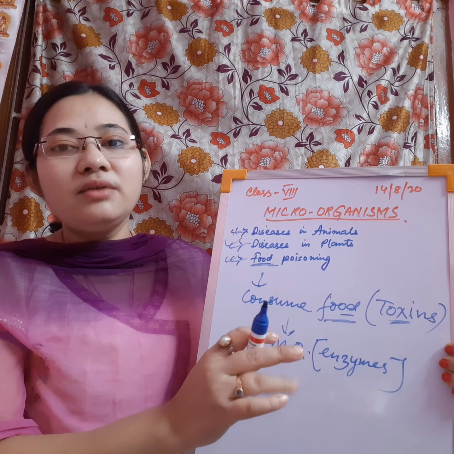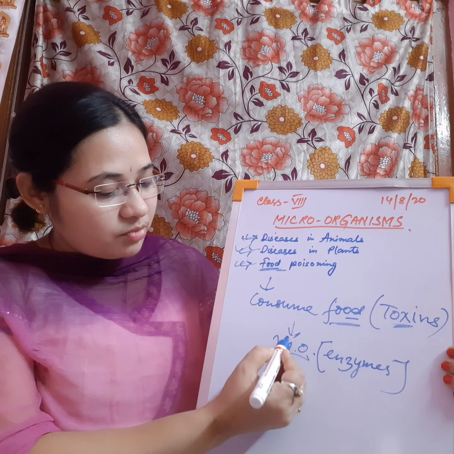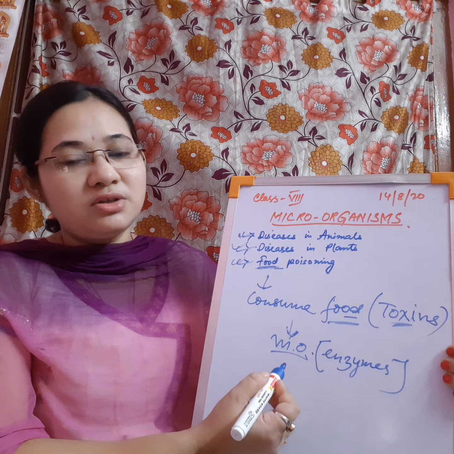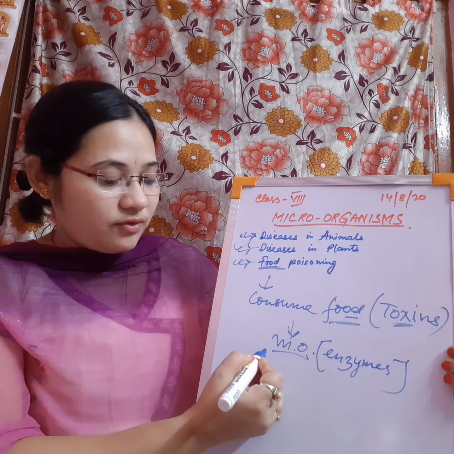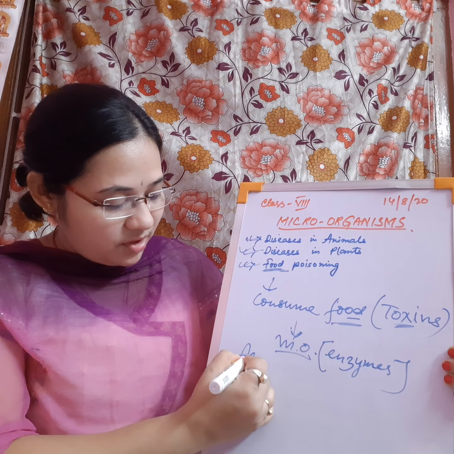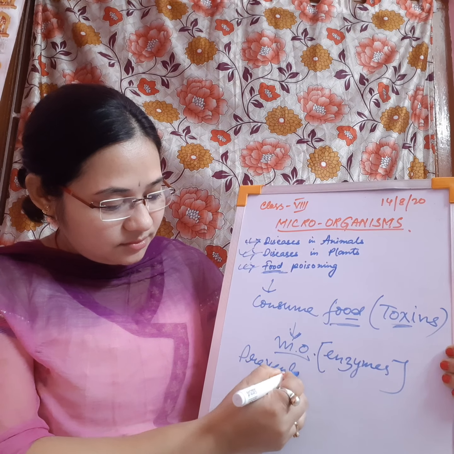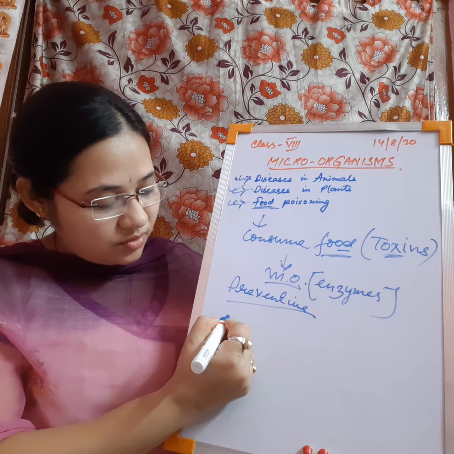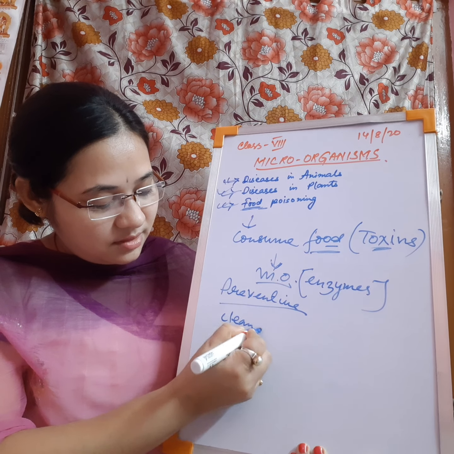Okay, so how can we prevent such kind of food poisonings? We can prevent food poisoning by washing the food. Okay, let us see some preventive measures. We have to wash the food and consume clean food. We have to consume food that is clean.